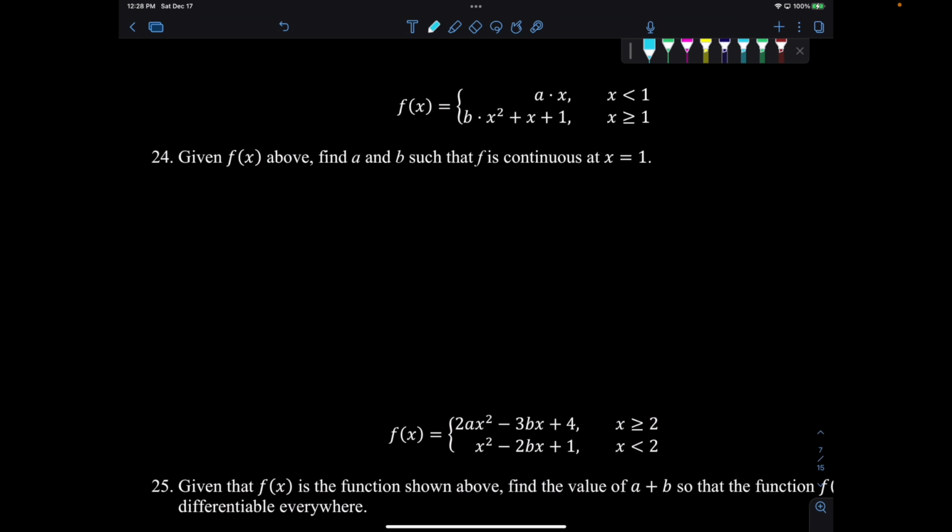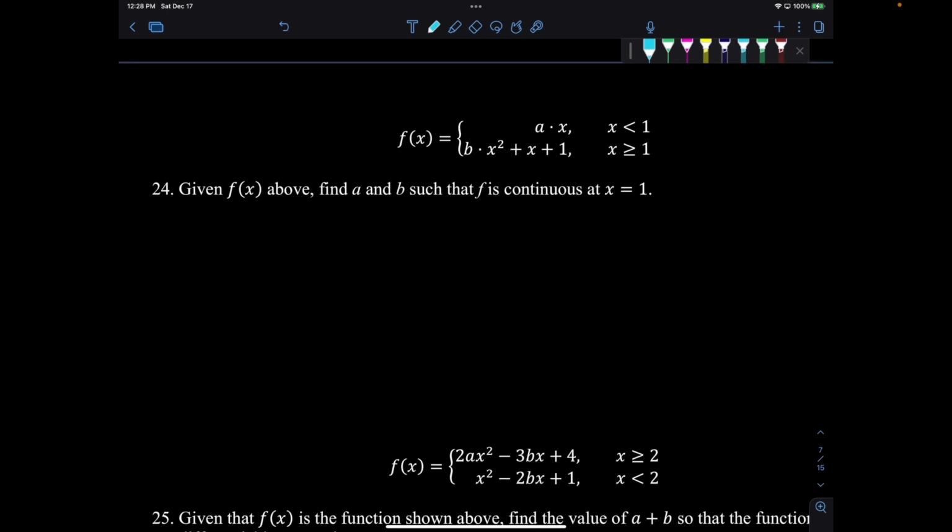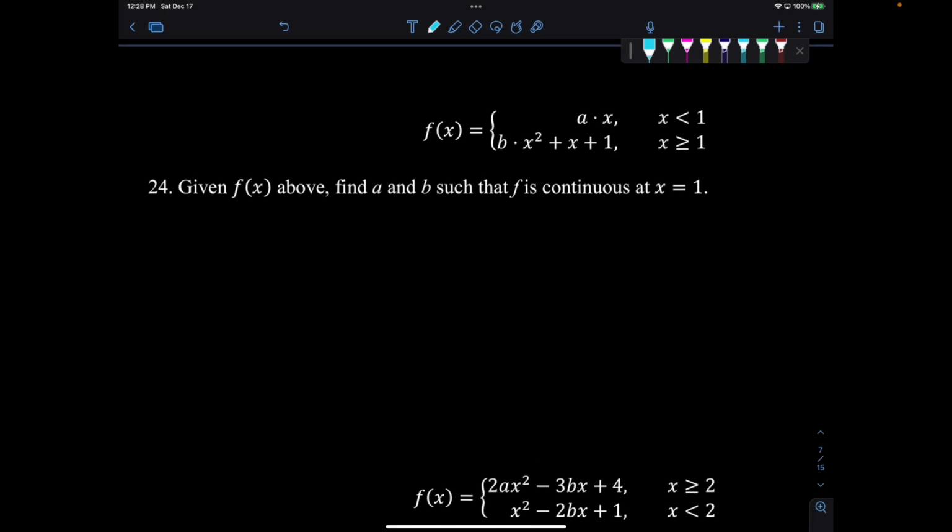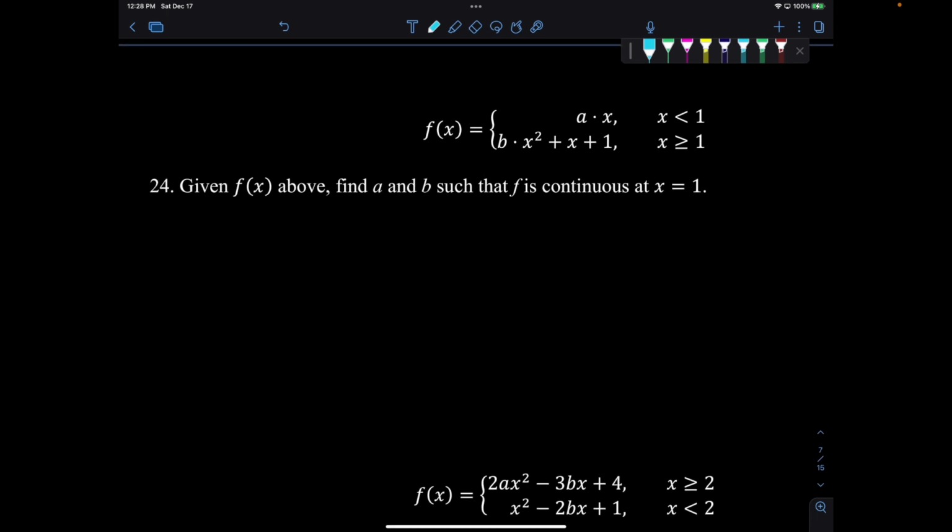We're given f of x above, find a and b such that f is continuous at x equals 1. All right, so continuous, if this was multiple choice, we would just dive in. We need the limit as x approaches 1 from the left to equal the limit as x approaches 1 from the right to equal f of 1. That's a 3-part definition of continuity: the limit exists, the function exists, the limit equals the value of the function.